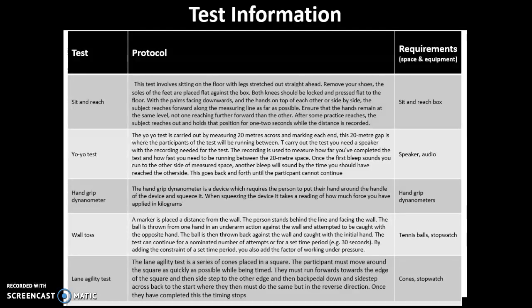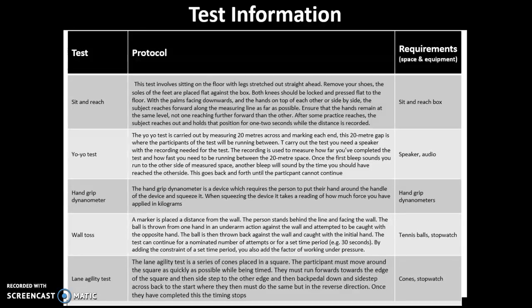My last test is the lane agility test. The lane agility test is a series of cones placed in a square. The participant must move around the square as quickly as possible while being timed. They must run forwards towards the edge of the square, then sidestep to the other edge, then backpedal down, and then sidestep across back to the starting point, where they must do the same but in the reverse direction. Once they have completed this, the timing stops. So it's basically doing a lap around the circuit and then going back the other way around and completing it.